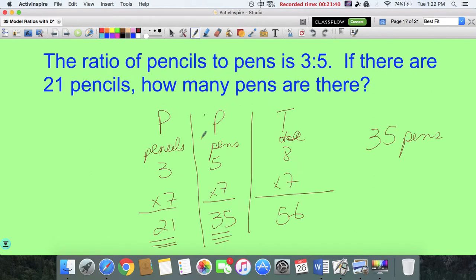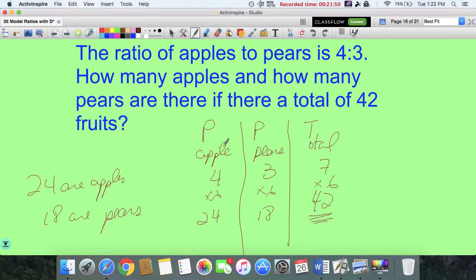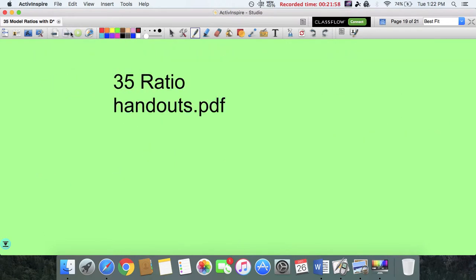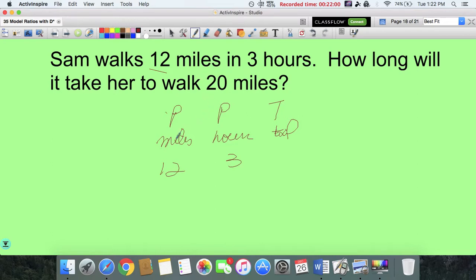Whereas here, pencils and pens, I can add these two for a total of 8 writing instruments. They're of the same category. Here, apples and pears, the total would be 7 fruits. And on this one, boys and girls, it'd give me 7 children in total. But here, miles and hours, not really the adding type. So I'm going to take the last column out and just write this as a ratio between miles and hours. So 12 miles takes that person 3 hours, right?